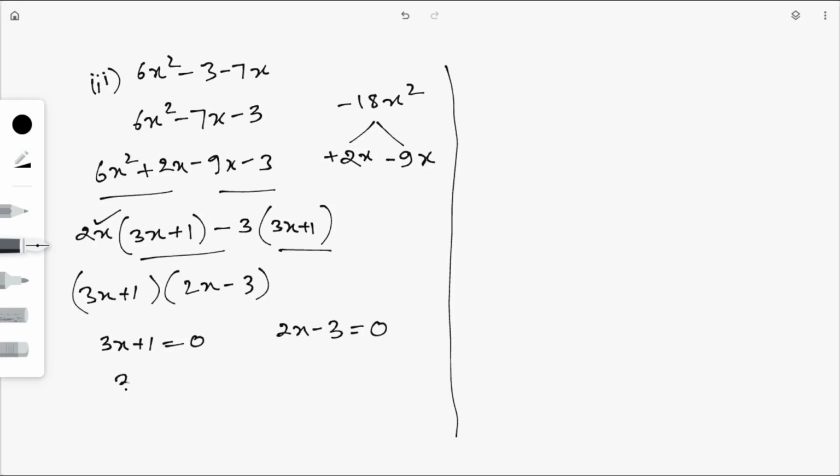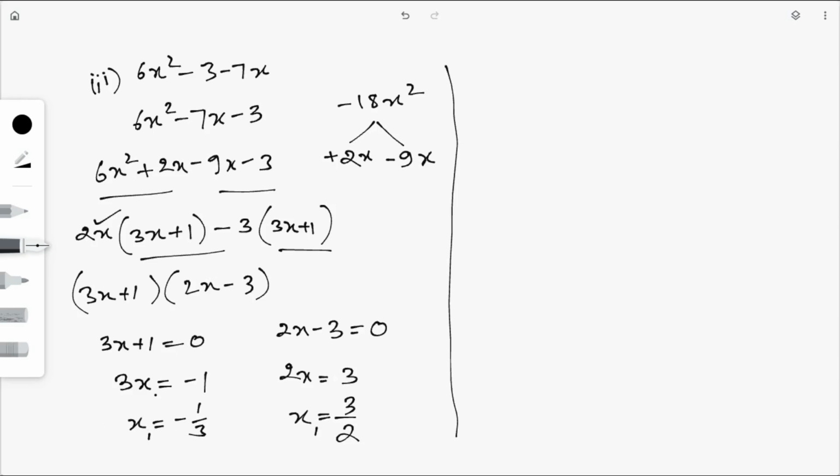So here 3x is equal to minus 1 and then x is equal to minus 1 by 3, because 3 into x, it is a product. So whenever there is a product of two terms, okay, one term will come in the denominator. So 3x is equal to minus 1, x is equal to minus 1 by 3. Similarly here 2x is equal to 3 and then x is equal to 3 by 2. Fine. So this is my first root or the first 0 and this is my second 0.